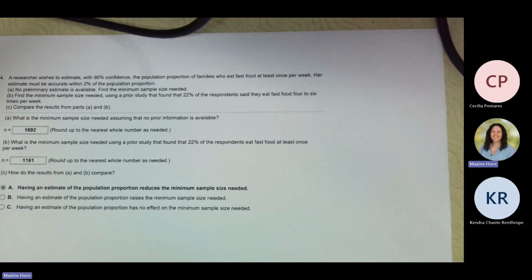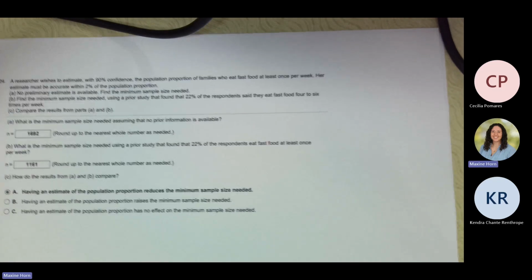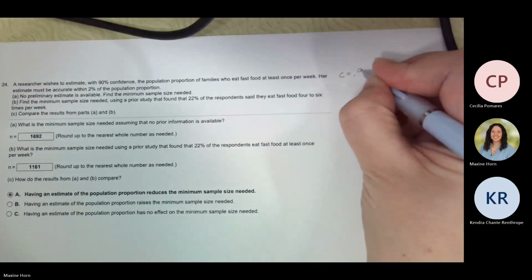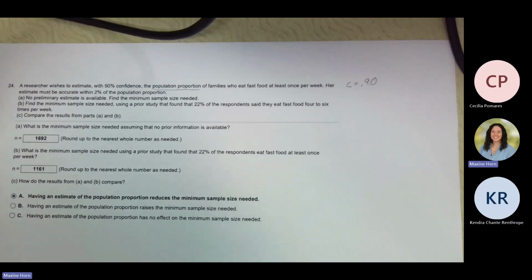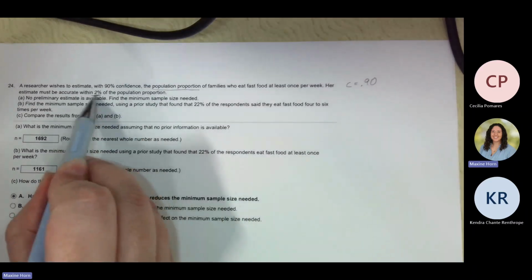And last but not least, number 24. A researcher wishes to estimate with 90% confidence. Again, we put that as a decimal. The population proportion, that's telling us what kind of problem we have here, of families who eat fast food at least once a week. Her estimate must be accurate within 2%.